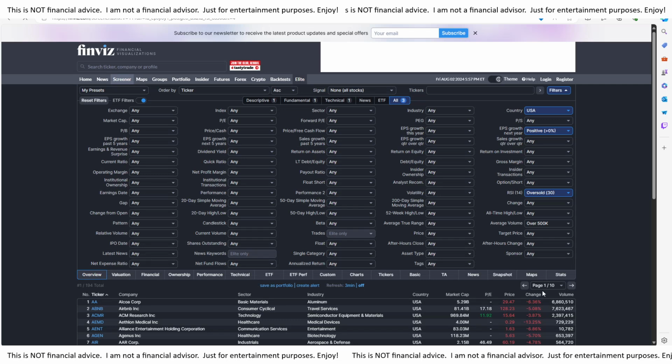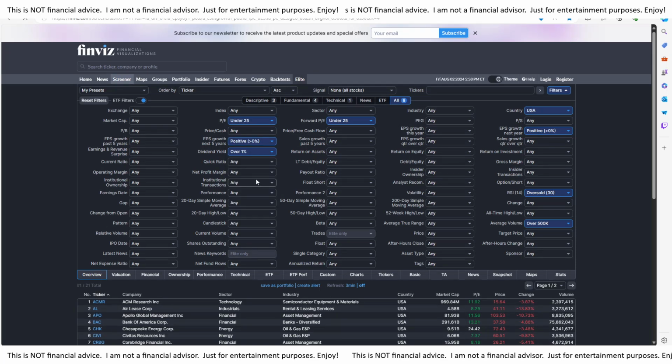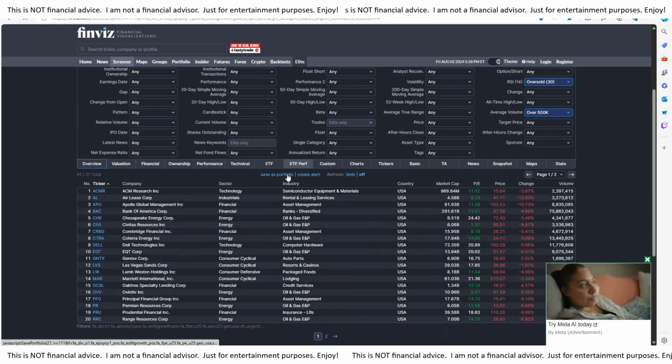Forward PE, under 25, but remember most of them we want under 15, right? But we cast a wide net so then we can further go through them. Earnings growth over the next 5 years, positive as well. So we want a good looking future. Any dividend over 1% is good enough for me. Is there anything else? I think that's it. They keep moving the buttons around. So that roughly looks pretty good.